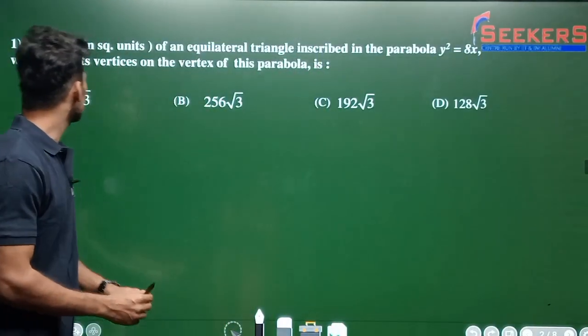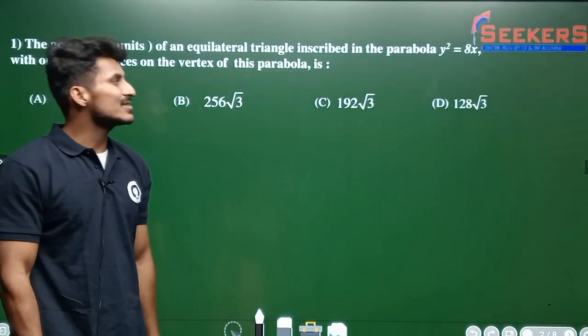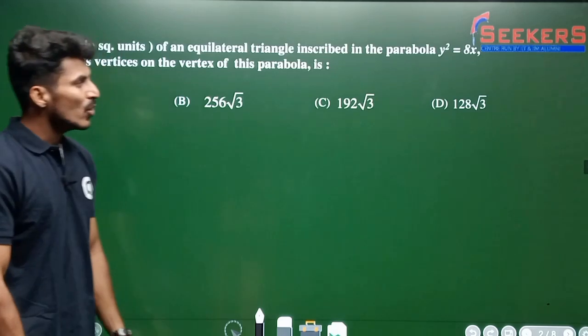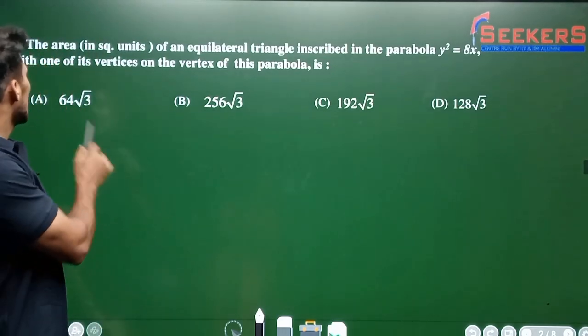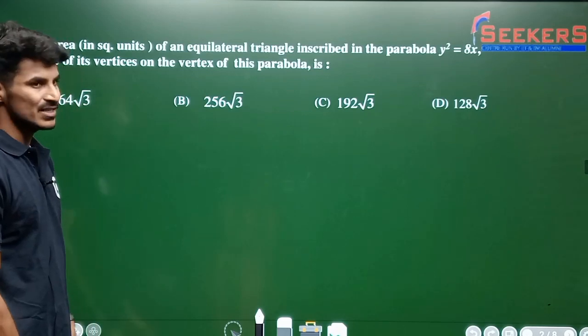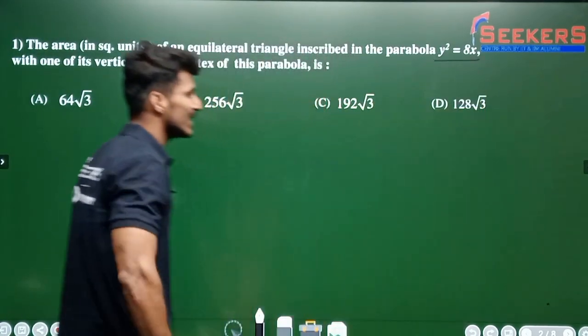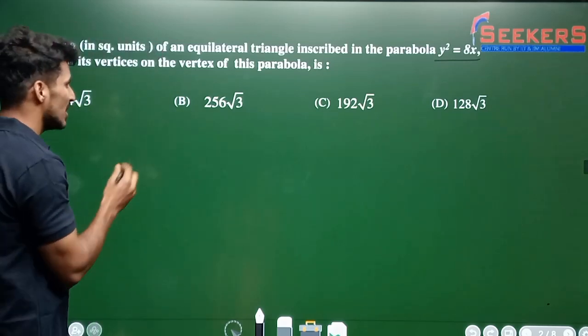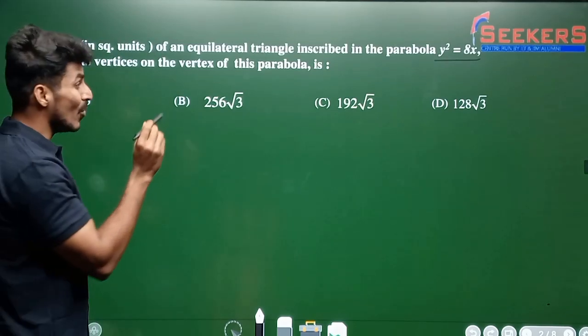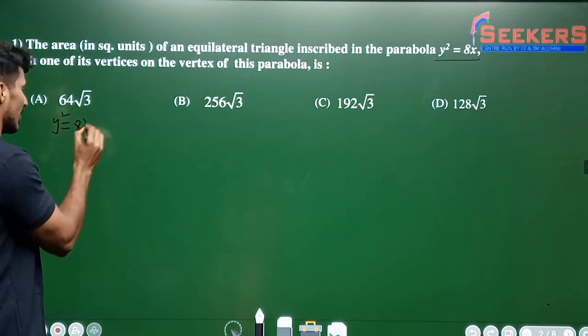So look at the first question. The area in square units of an equilateral triangle inscribed in the parabola y square is equal to 8x, with one of its vertices on the vertex of this parabola, is. See, y square is equal to 8x given. So that is a standard parabola which is having vertex at origin, right? So y square is equal to 8x given, right?